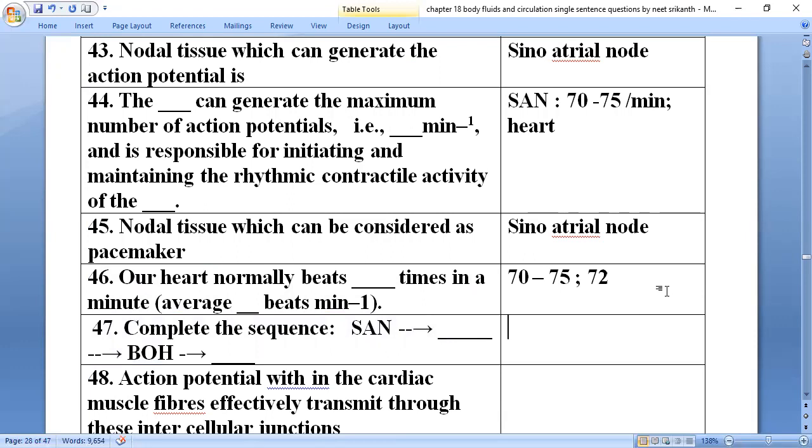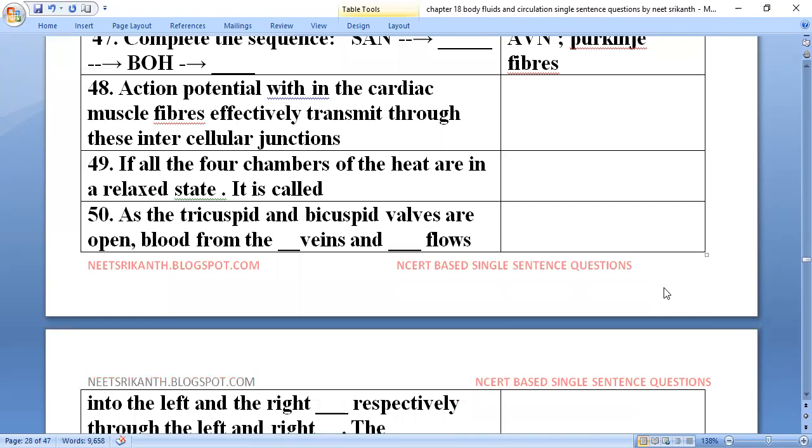Complete the sequence. Sinoatrial node, atrioventricular node, bundle of His, Purkinje fibers. Action potential within the cardiac muscle fiber effectively transmits through these intercellular junctions, intercalated discs.